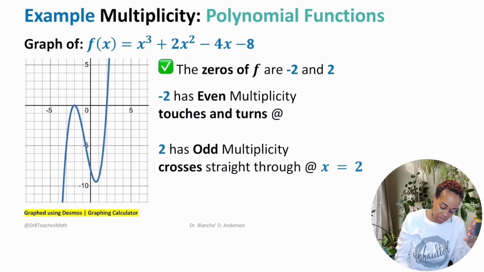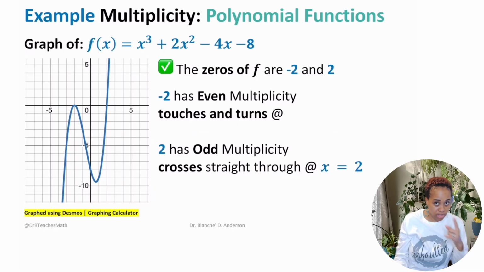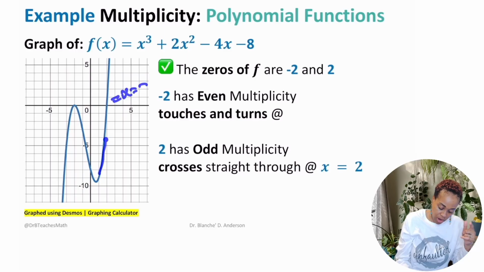Now, how did we know that this was the end behavior of the graph? Well, because the leading coefficient is 1, it's positive. It has an odd degree, so that means the end behaviors are going to be opposite each other. And we know that when the leading coefficient is positive, it looks like that. So we know it's going to reach that 0 and turn around because it has an even multiplicity. And 2 only showed up once, so when it gets to x equals 2, it's going to cross straight through.